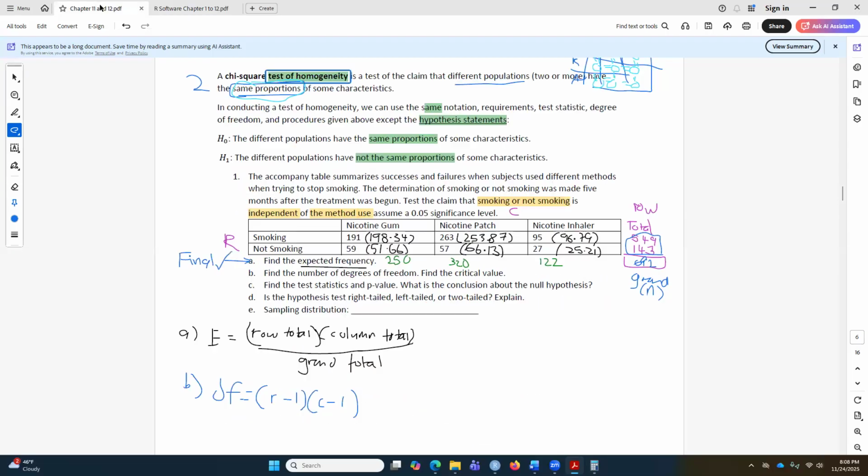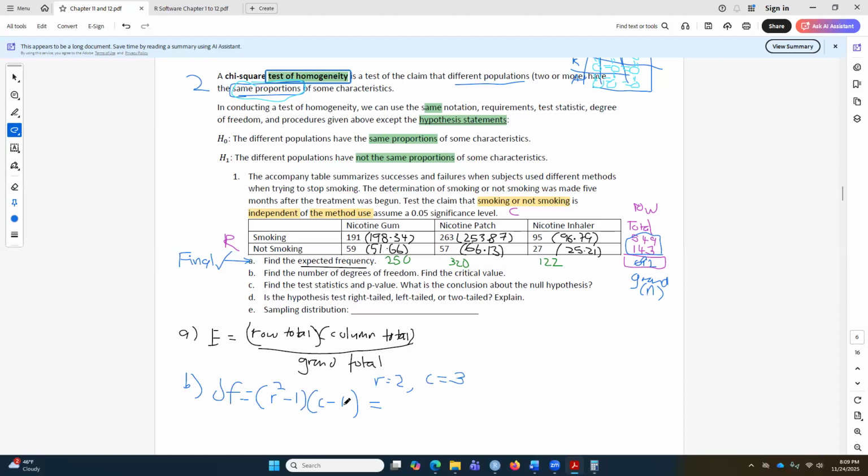Okay. Again, how many rows do we have? So rows in this case is 2, smoking and not smoking. And how many columns do we have? We have 3. So now you plug this into this formula.